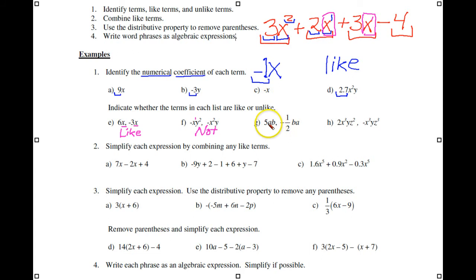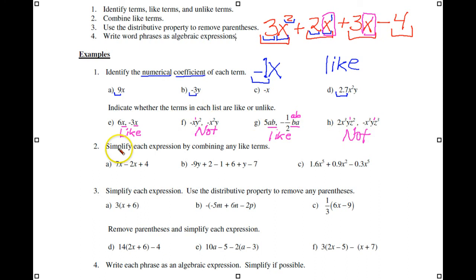Now here, this has an a and a b, and this has an a and a b. Now even though they're switched around, they are considered like terms. Because I could rewrite this using the commutative principle of multiplication like so. Now here we see x to the third. There is x to the third. Y to the first, y to the first. Z to the second, z to the third. So they're not like terms.